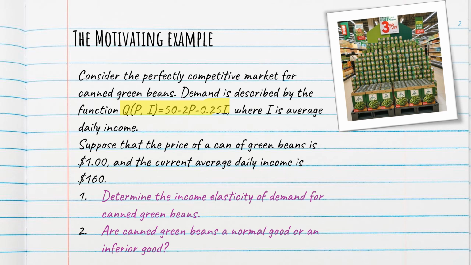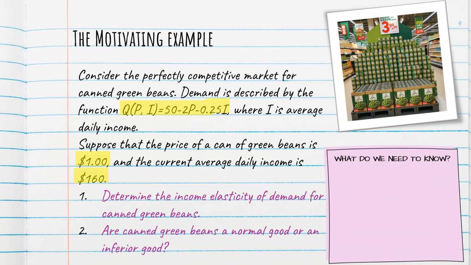Let's suppose that the price of a can of green beans is $1 and the current average daily income is $160. With this information, we're going to determine the income elasticity of demand for canned green beans, and we're going to figure out if canned green beans are a normal good or an inferior good.